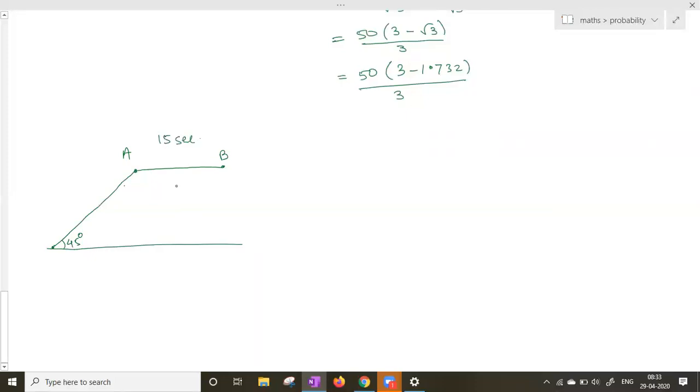The angle of elevation changes to 30. So the angle of elevation of point B now is 30 degrees. If the aeroplane is flying at a height of 3000 meters, that means point A above the ground as well as point B above the ground is the same, which is 3000 meters. So we can consider this is C, D, and E is the point of observation.